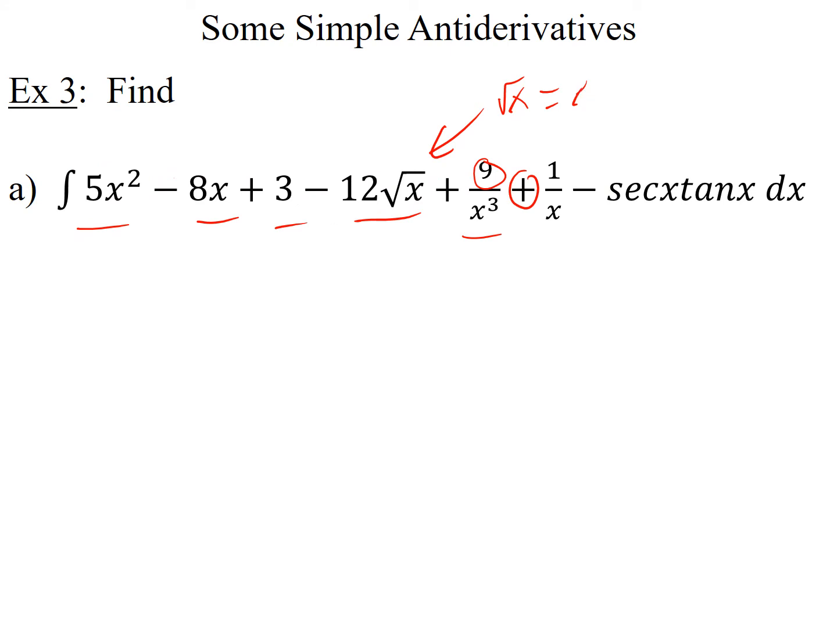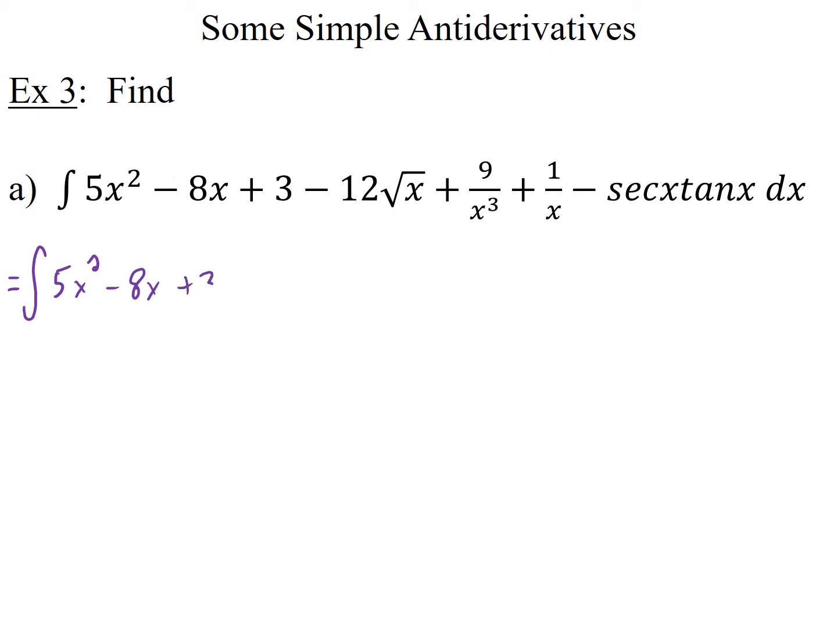First thing I'm going to do is rewrite everything. Anything that needs to be rewritten, I'll rewrite, and if it's already written in a good form, I'll just copy it down. Notice I'm going to put the integral symbol here, because I'm not taking the antiderivative yet. 5x squared is written fine, so I'll just copy it down. 8x is fine. 3 is fine. But when it comes to this root, we're going to rewrite it. The square root of x is the same thing as x to the power 1/2.